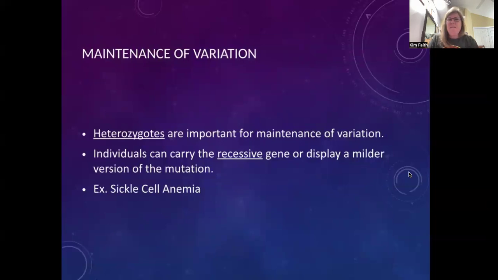And then we have maintenance of variation. How do we maintain genetic variation? Well, heterozygotes are really, really important for the maintenance of variation. They can carry recessive genes, or sometimes because there are different types of inheritance patterns, they may show a milder version of that particular trait.